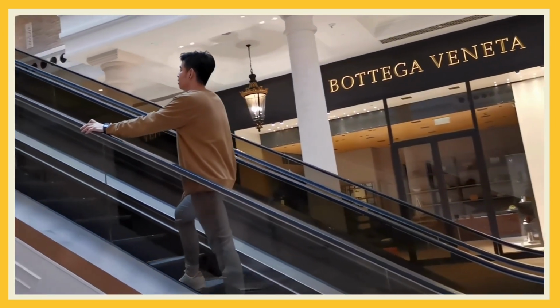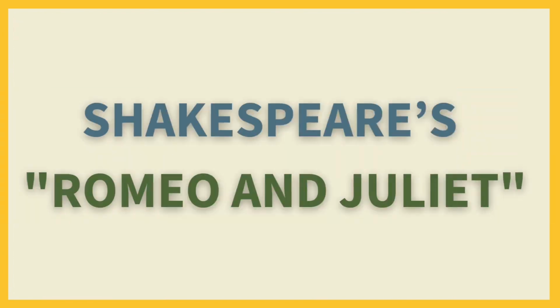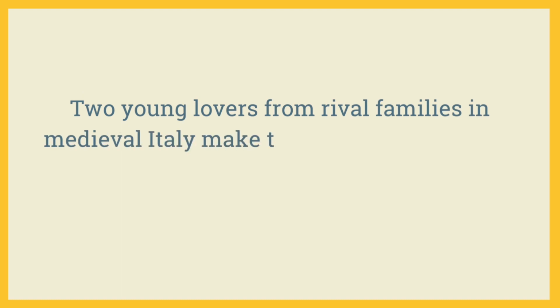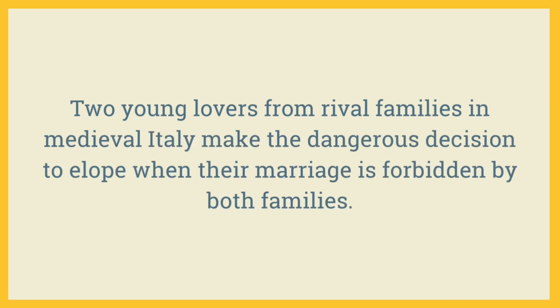To give you a better idea, let's look at a classic example, Shakespeare's Romeo and Juliet. The logline for this timeless tale could be something like this. Two young lovers from rival families in medieval Italy make the dangerous decision to elope when their marriage is forbidden by both families. Now, why is this logline effective?